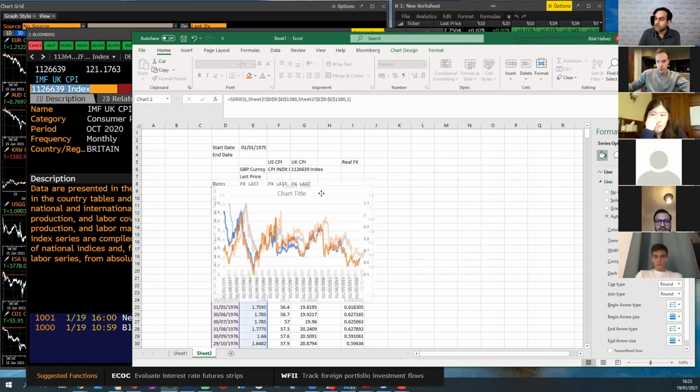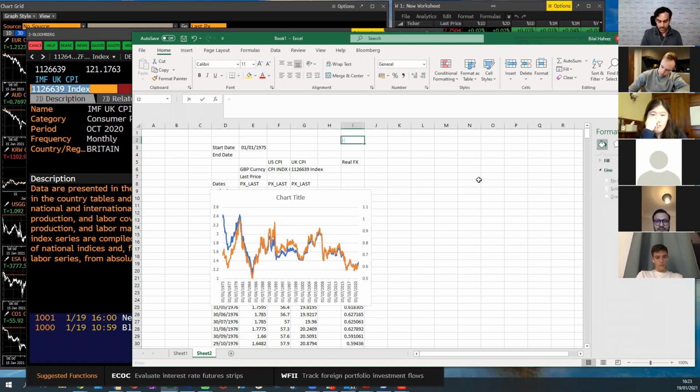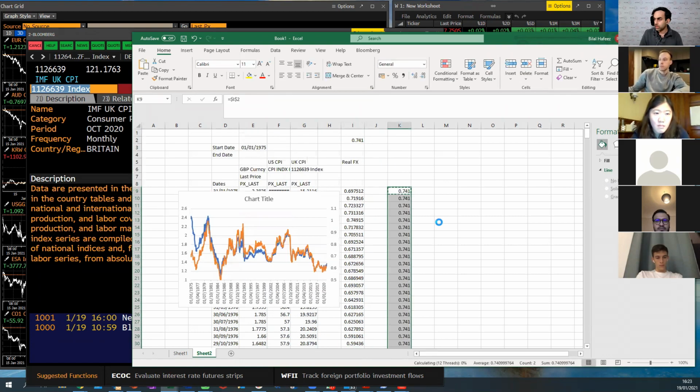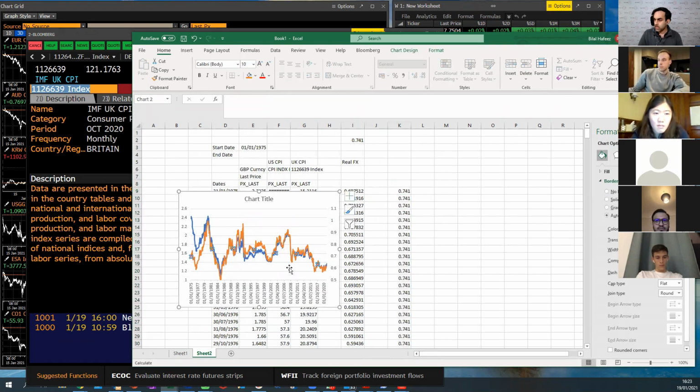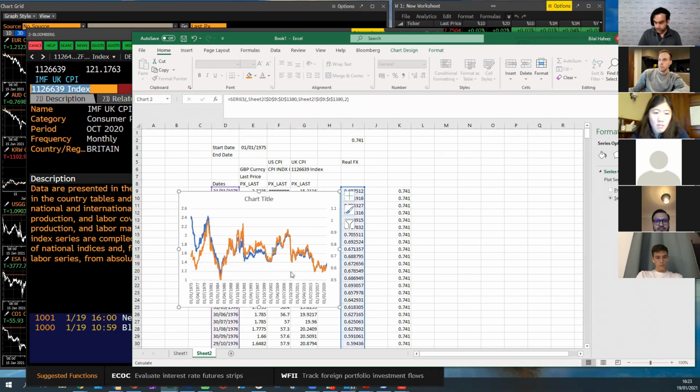Now to calculate PPP, what you have to do is you look at the real exchange rate and you just take an average over whatever sample period you think the currency is in equilibrium. So what I could say is I just take an average over the entire period, and that would be my PPP exchange rate. So it's roughly, so that tells you, okay, so if I just copy paste.